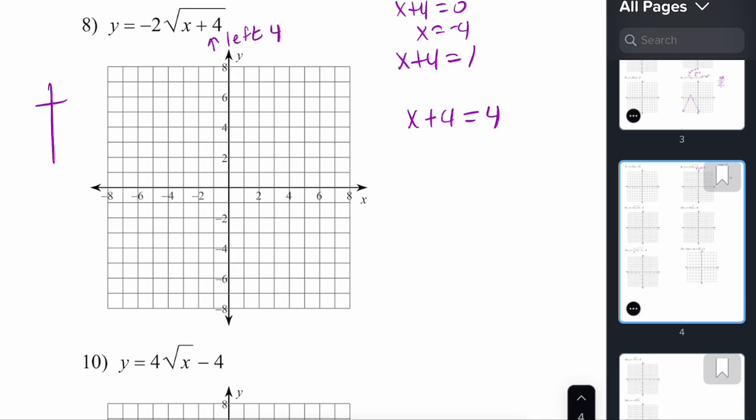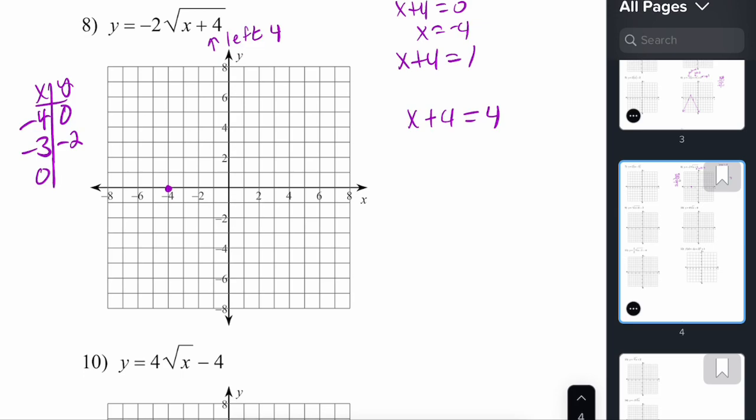So for this function, I would plug in -4, -3, and 0. For square roots, I always set the inside equal to 0, 1, and 4. If it was a cube root, I would set the inside equal to 0, 1, and 8. Just perfect cubes or perfect squares. If you plug in -4, you get 0. The square root of that 0 times -2 is 0. If I plug in -3, I get 1. The square root of that, 1 times -2, is -2.